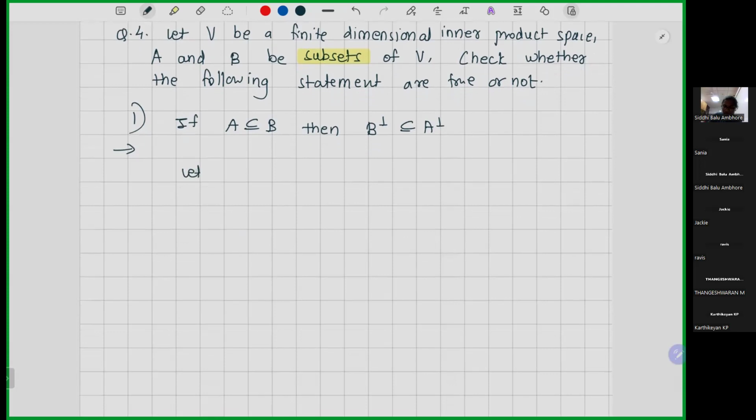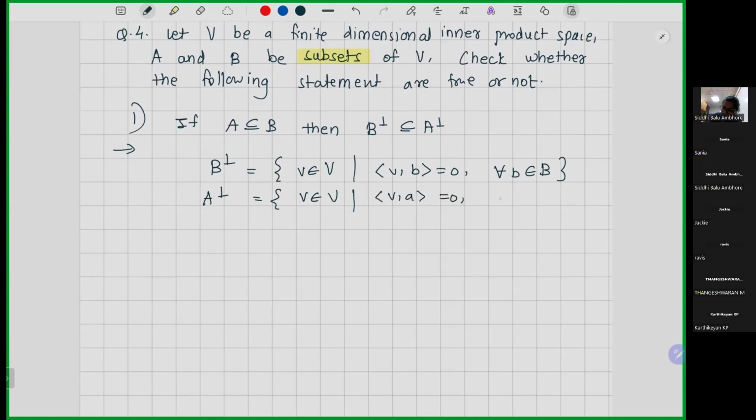We have to check whether this statement is true or not. So first, let me write the definition of orthogonal complement of B and A. What is orthogonal complement of B? This is all those v in V such that <v, b> is 0 for all b in B. And what is orthogonal complement of A? It is all those v in V such that <v, a> is 0 for all a in A.